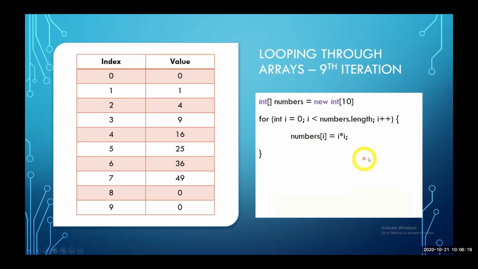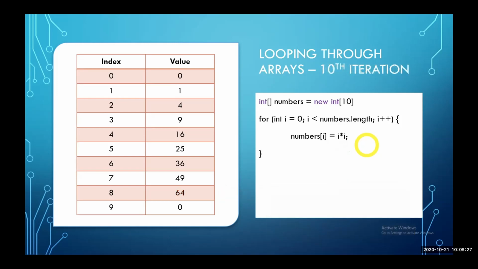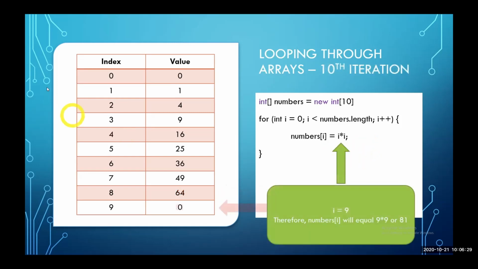We keep going. The pattern just repeats itself. 8 times 8 is 64. And then 9 times 9 is 81. So that's how you loop through an array. And I'm going to show you an example of that now.